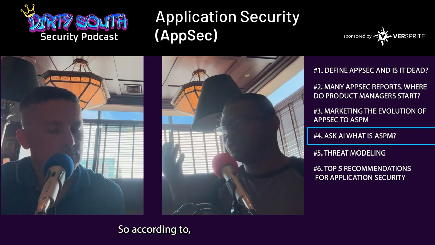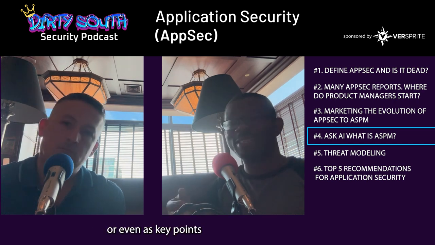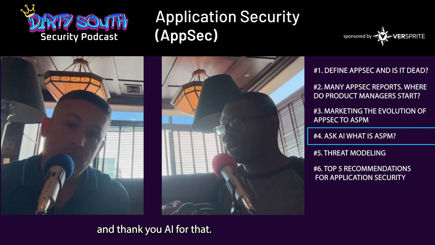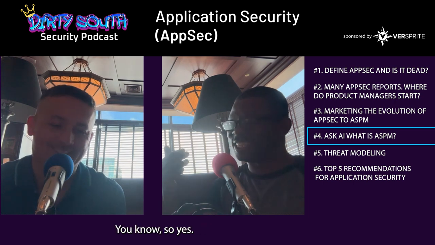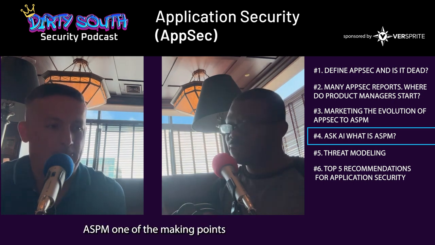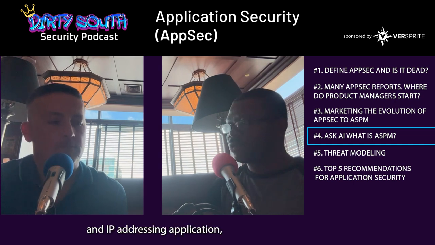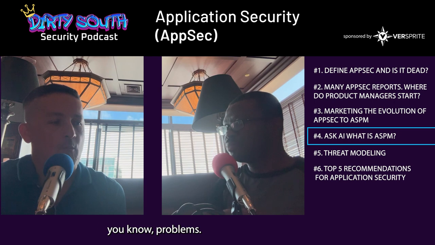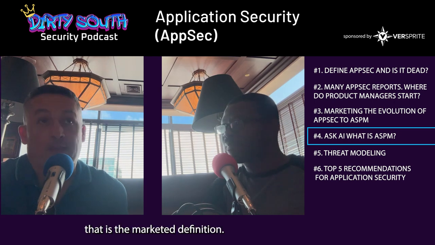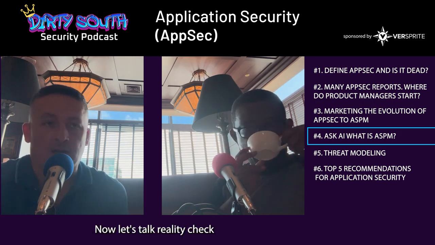All right. So according to our AI definition, or giving us key points, and thank you AI for that. So ASPM, one of the main points is to help in collaboration when it comes to teams and addressing application problems. I mean, yeah, okay, so that is the marketed definition. Now let's talk reality check.